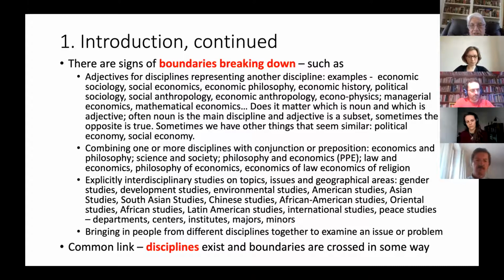There are adjectives for disciplines representing another discipline. For instance, we have things like economic sociology, social economics, economic philosophy, and some other things, even econophysics, and so forth. There's also a tradition of combining with a conjunction or a preposition, like economics and philosophy, then philosophy, politics and economics, law and economics, etc., and also philosophy of economics.